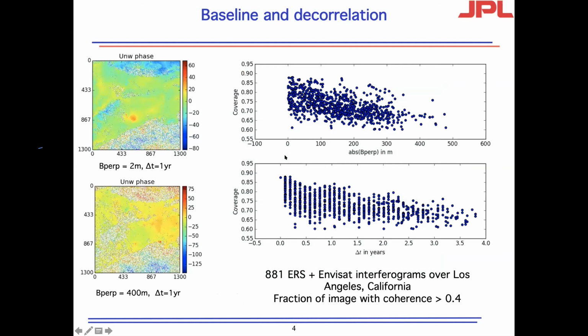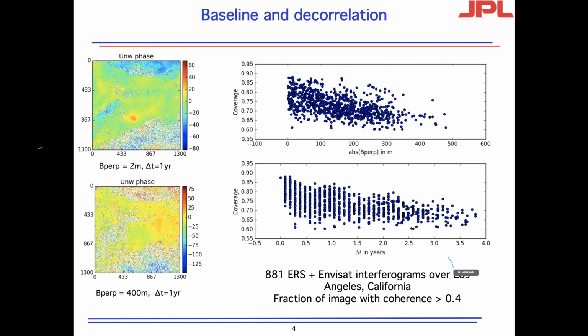So in terms of decorrelation, partly already covered before in the theory lessons as well. So let's look at the top right image that shows you the pixel fraction, or the coverage of the image, which has coherence larger than 0.4 as a function of the perpendicular baseline. So you can see that for longer baselines, the amount of pixels which still have good coherence has decreased quite a lot. And this is for ERS and Envisat.